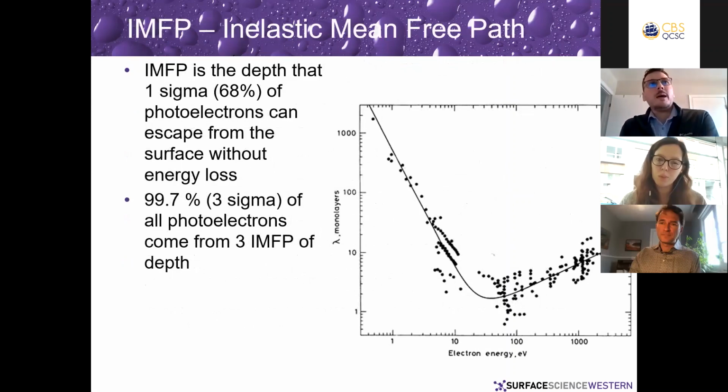So when I talk about depth, the main thing that you may hear from people is they talk about inelastic mean free paths. The inelastic mean free path is the depth from which photoelectrons can escape from the surface without loss. And so normally when we talk about how deep we're analyzing, we're looking at 3 sigma, or 3 inelastic mean free paths of depth.